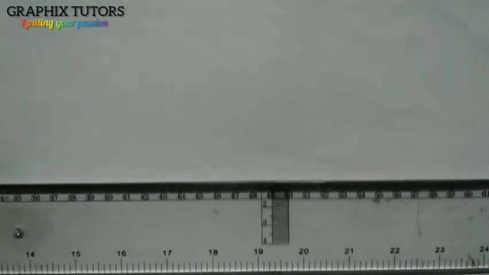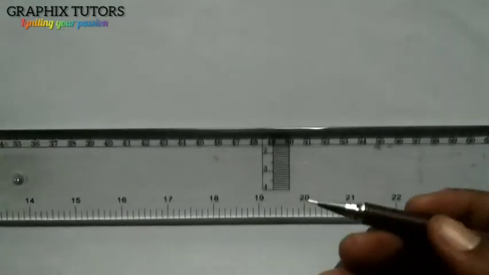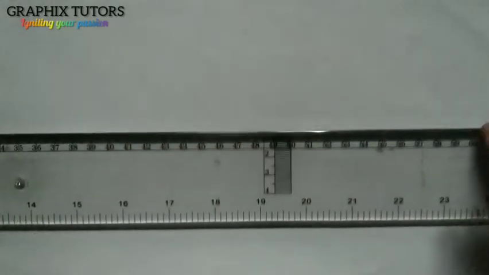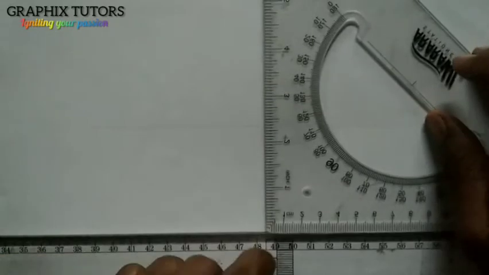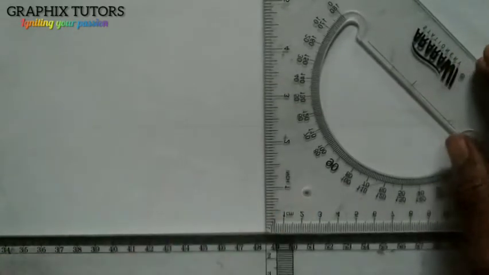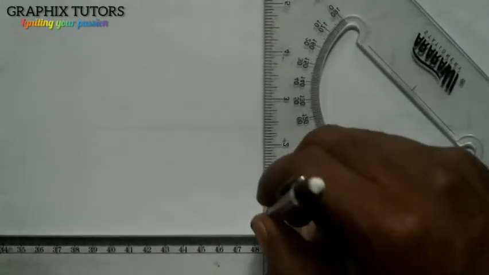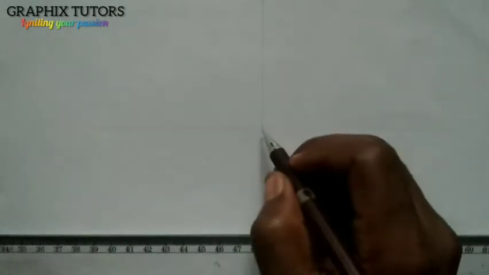You take your meter rule, and you are going to draw a horizontal line this way. Right, then you're going to take your 45 degrees set square and you place it on here and you do this this way. Now the aim is for you to get the center point. This is the center point here, right?